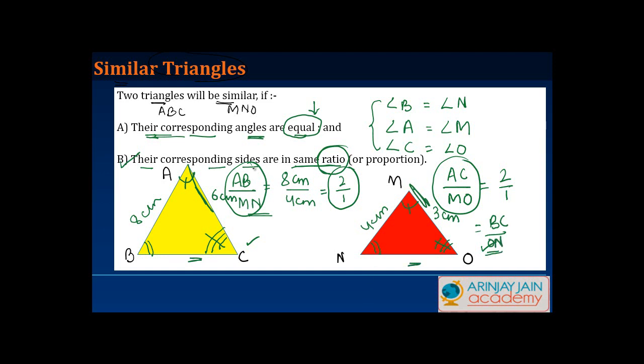So the ratio of the corresponding sides should be equal. In this case, if this is 2:1, this should be equal to 2:1, and even this should be equal to 2:1. If they are not, then these two triangles are not similar.